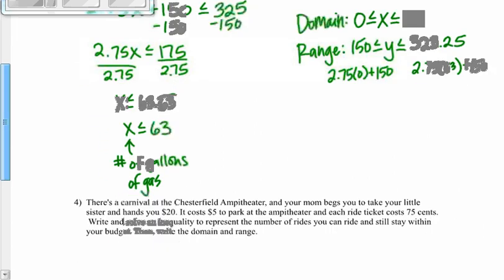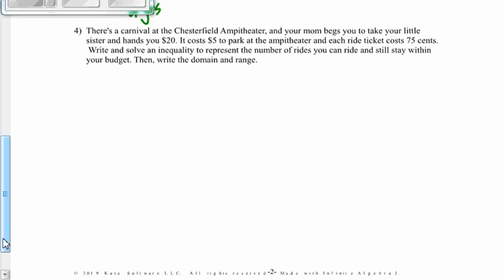All right. And then our last problem, it says there's a carnival at Chesterfield Amphitheater, and your mom begs you to take your little sister and hands you $20. It costs $5 to park at the amphitheater, and each ride ticket costs 75 cents. Write and solve an inequality to represent the number of rides you can ride and still stay within budget. And as always, we're going to write the domain and range.